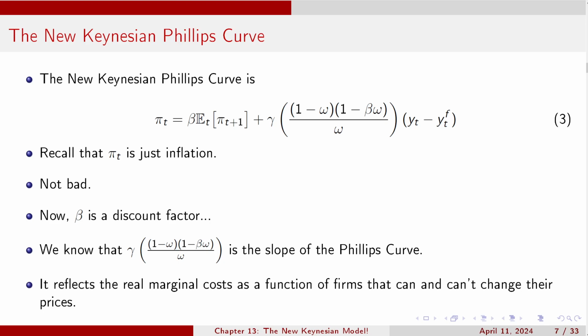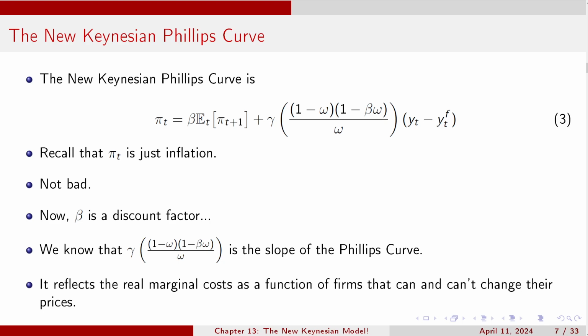And we know, therefore, that gamma times (1 minus omega) times (1 minus beta omega) over omega is the slope of the Phillips curve. How do we know that? Well, you've got inflation on the left-hand side, and on the right-hand side you've got something to do with output. Now, you've got the expected inflation term, but let's just assume that is a constant for now. What we're interested in is YT minus YTF. That's the output stuff.